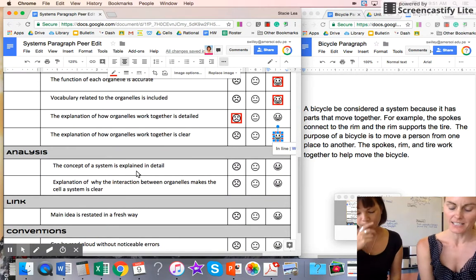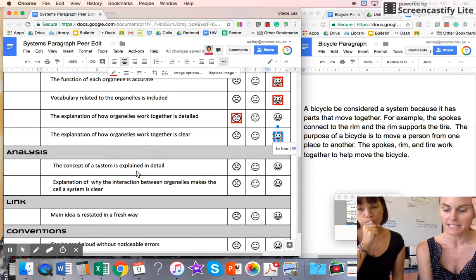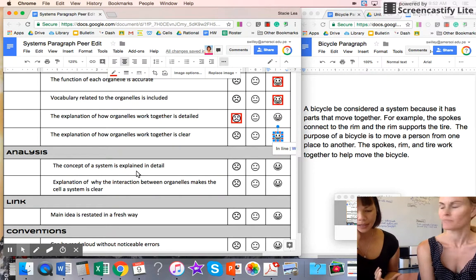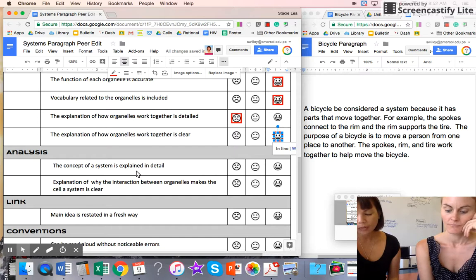So analysis. The purpose of the bicycle is to move a person from one place to another. The spokes, rim, and tire work together to help move the bicycle. Okay. So the first requirement in analysis is the concept of a system is explained in detail. I think you've said the purpose of the bike, right? Yeah. You've mentioned what a bike is for. It's for moving something. So that's really clear. But again, you could include a bit more detail about how that's a system. Yeah. So maybe that one's almost there.